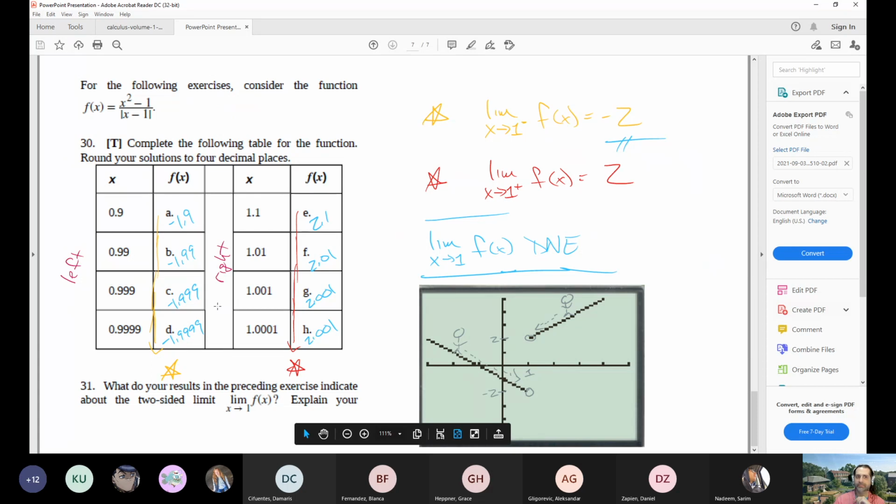And we looked at an example approximating those with the function x squared minus 1 over the absolute value of x minus 1, and that's where we finished off the last time.